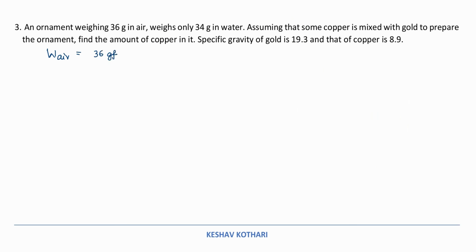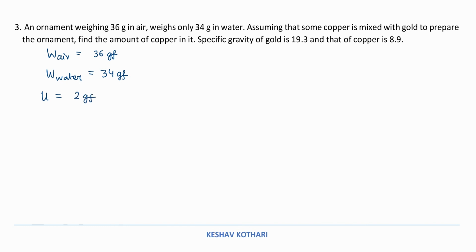The next thing which I write is weight in water. So weight in water is measured as 34 gram force. Now the mismatch in the two weights is because of the upthrust which is acting. So upthrust is going to be the difference between the real weight and the apparent weight, which is turning out to be 2 gram force.